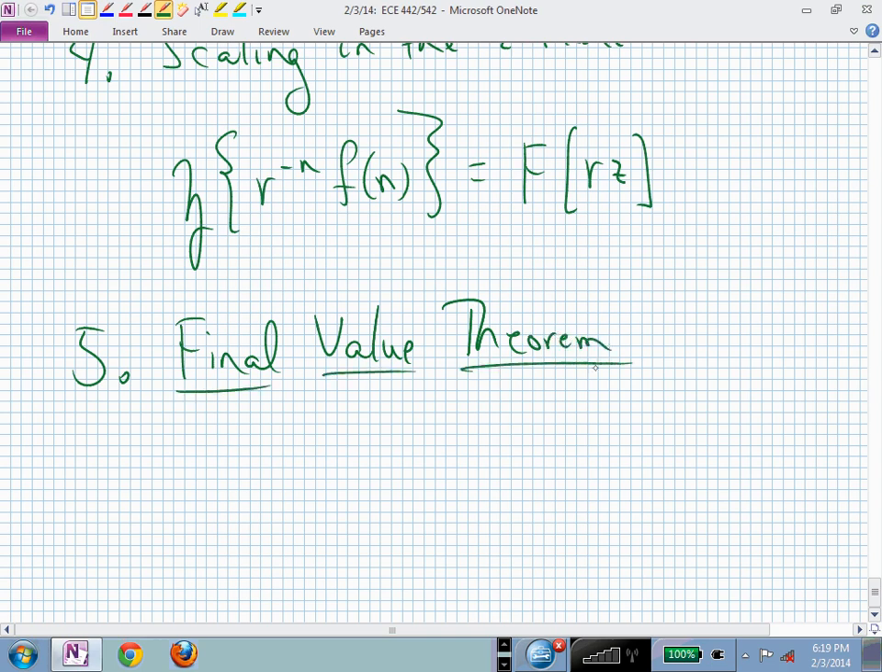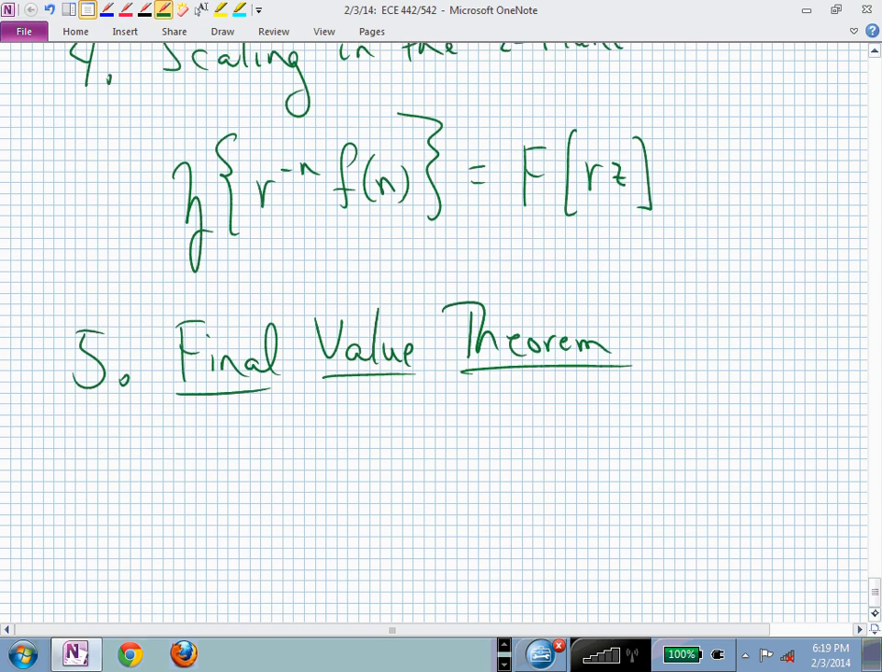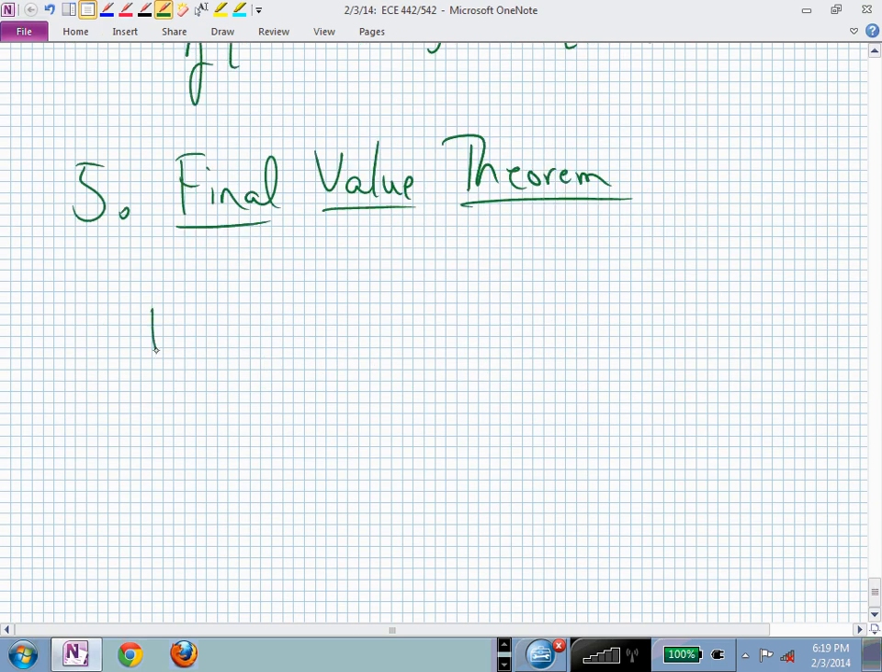Final value theorem. And this is useful because now if somebody says, oh, what's the limiting value of some signal? If you know its Fourier or its Z-transform, then you might be able to apply the final value theorem to see what the limiting value is.